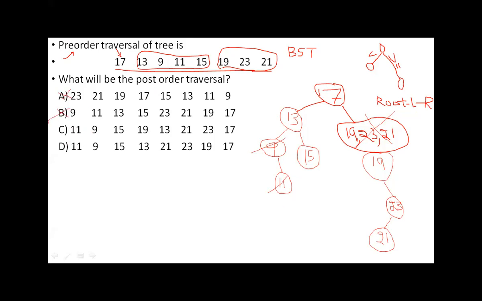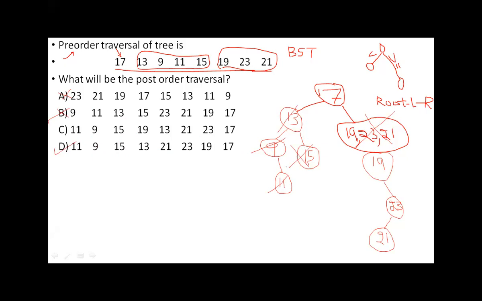11, 9. Then comes 15. This is a leaf node, no? So 11, 9, 15. Both options are the same up to now. If you remove all these, then this 13 will be the left child. So remove this 13 also. So 11, 9, 15, 13 means D is the correct option.